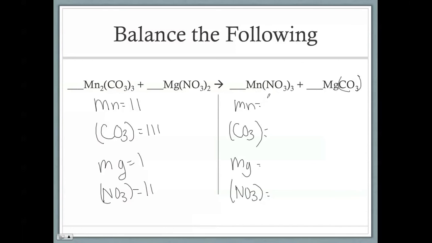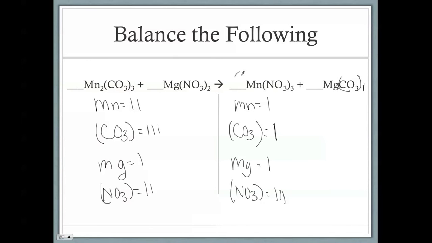Okay, Mn I just have 1, NO3 I have 3 of them. I have 1 Mg and only 1 CO3 because remember the CO3, the 3 is a part of that group. All right, so let's look at our metals. Mgs are okay, but Mns are not.